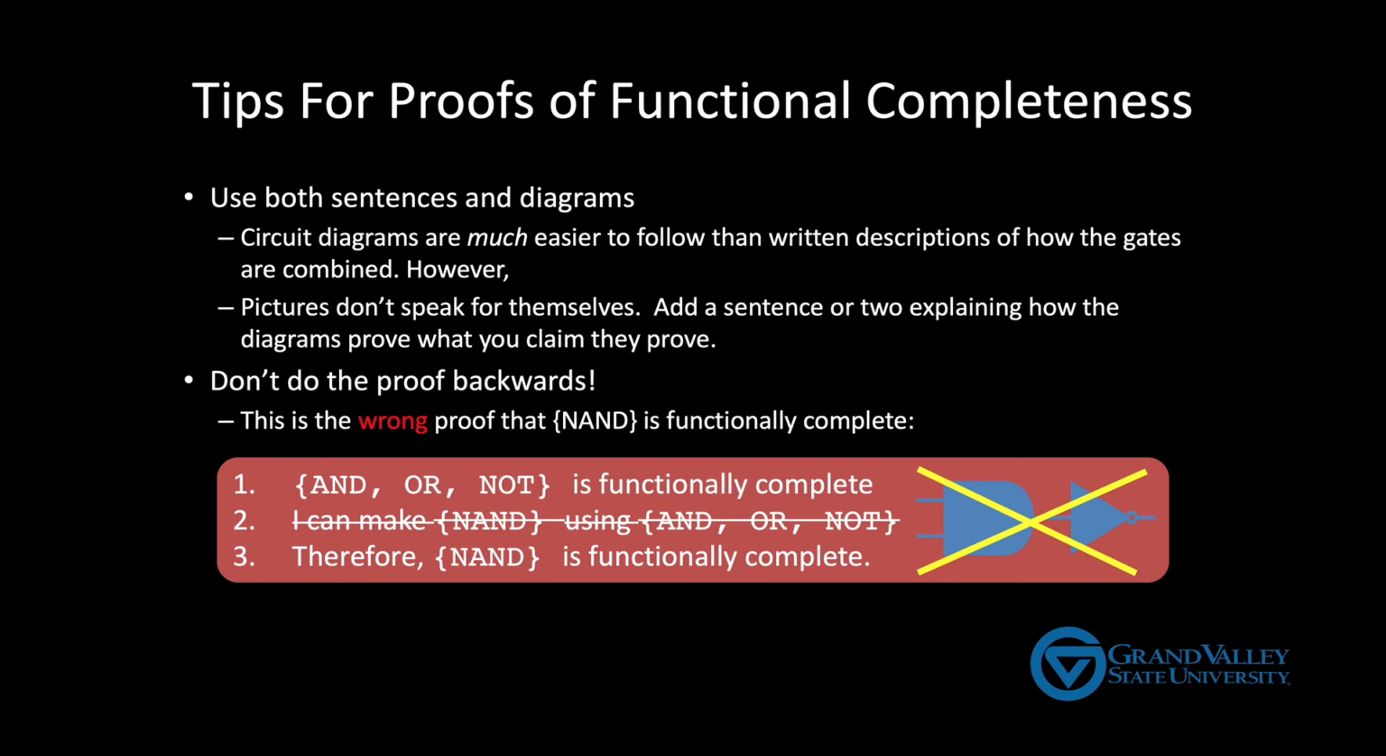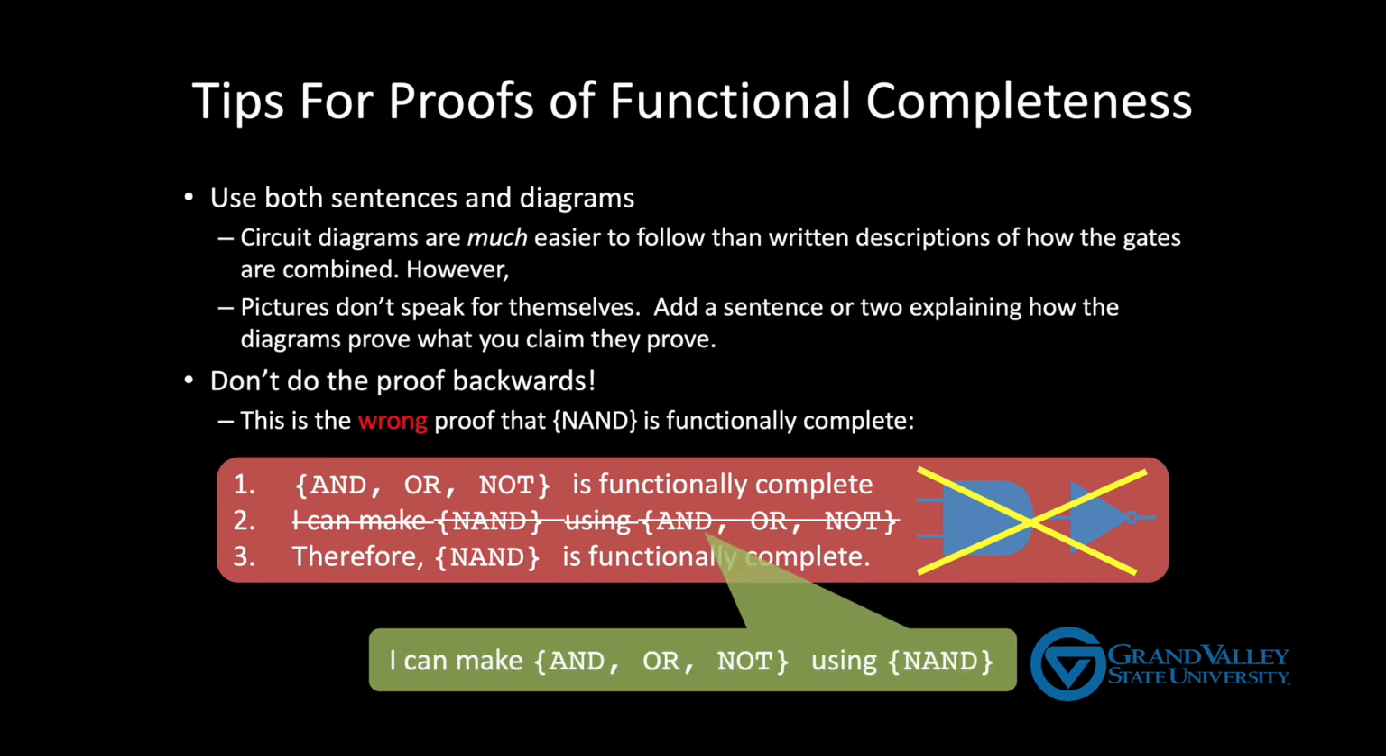What you really need to make sure you say is that you can build AND, OR, and NOT using NAND. If you're trying to prove that NAND is functionally complete, it's NAND that you need to be using to build other things, not the other way around. So again, when this comes up on a homework, quiz, test, whatever it is, double check that, triple check that. Somebody will do it, and it's a terrible way to lose points.